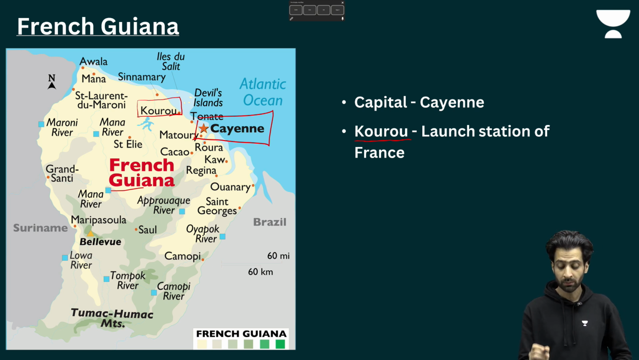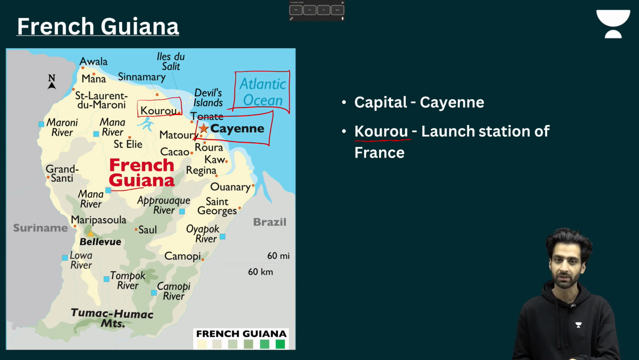Now, water bodies, you can see there is the Atlantic Ocean. This is all we need to know about this country, not more than that. There are a lot of things that you can see. Right now, if you talk of the political map only, we have to know only this much. When we come to the physical part, then we will know about other things, the grasslands and the mountains and the other features. Right now, this is it.